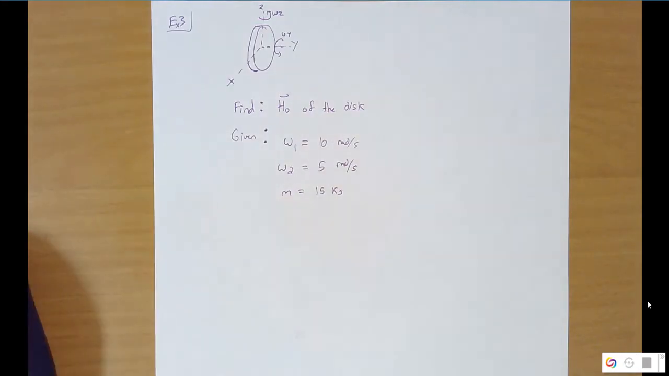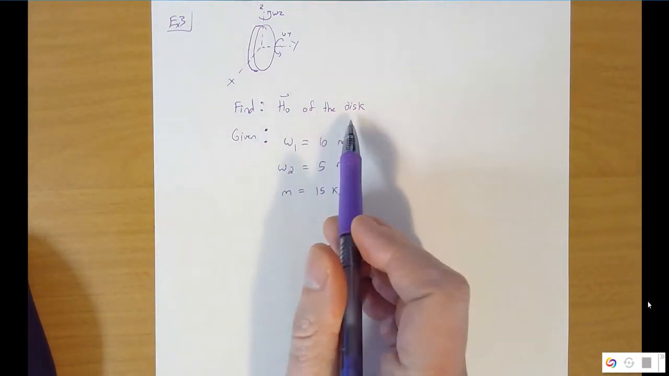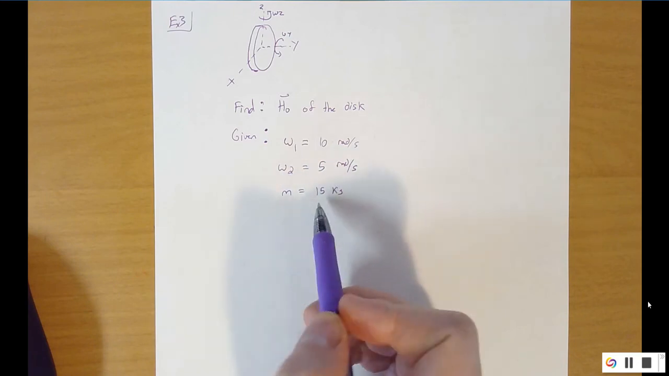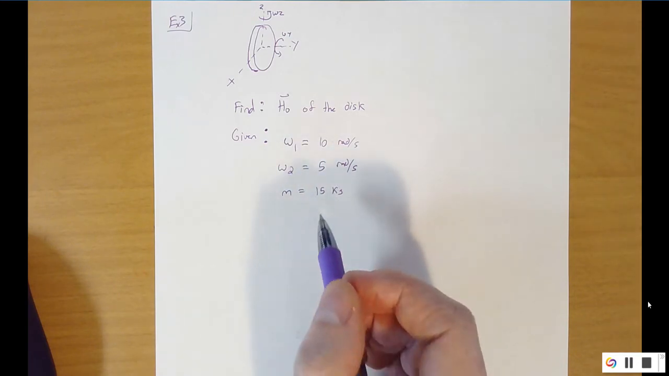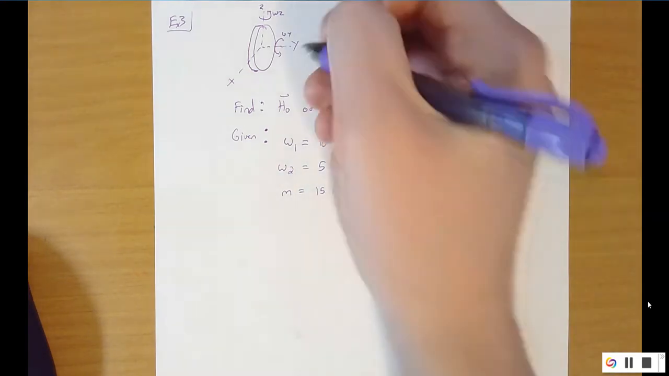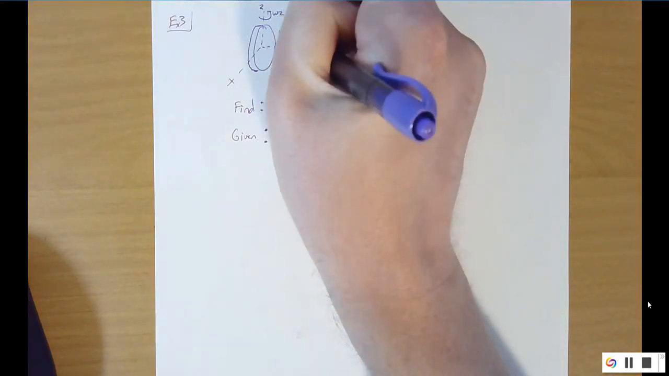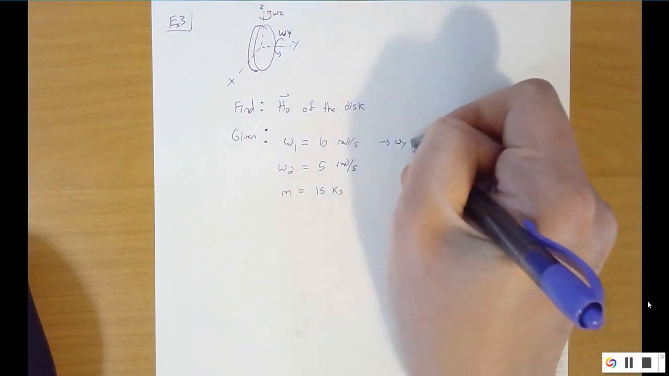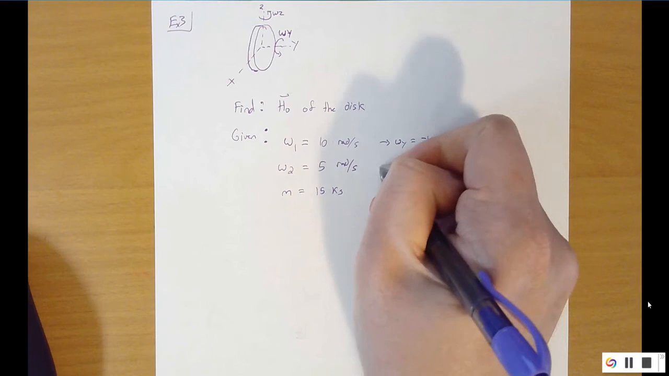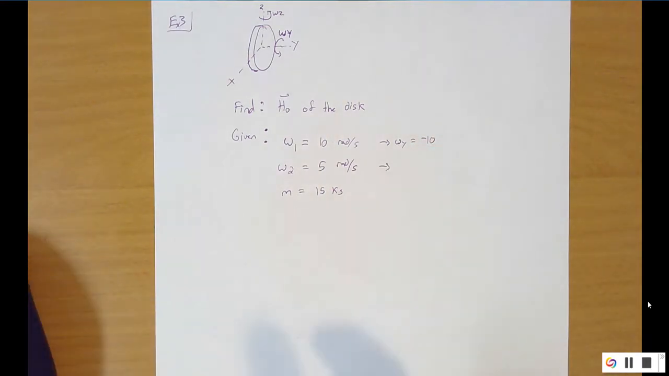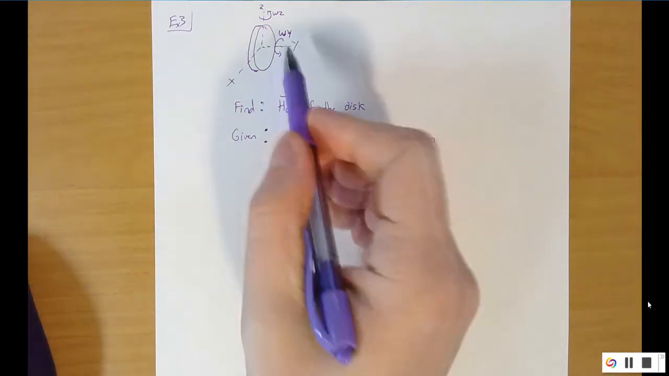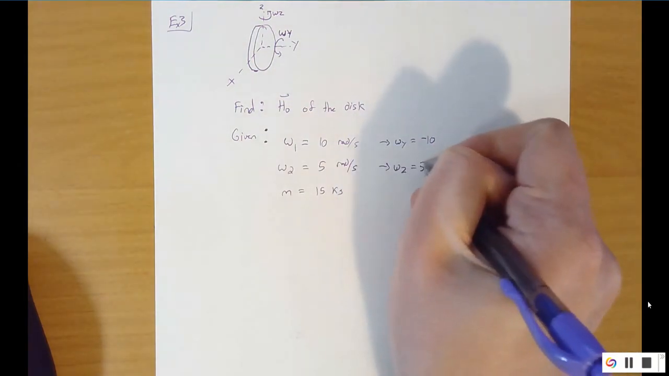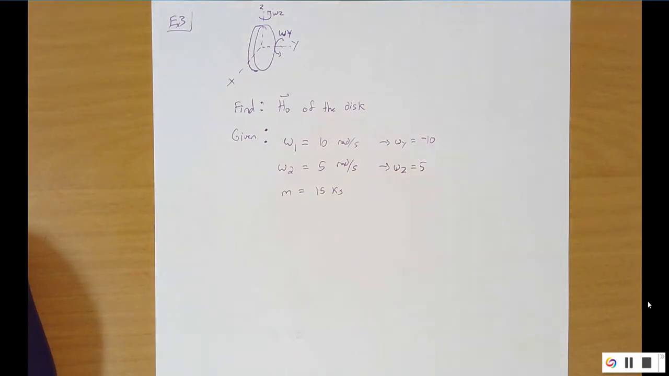All right, so we've been asked to find H0 of a disk. We've been given that omega 1 is 10 radians per second, omega 2 is 5, and the mass is 15. So omega 1 is about the y-axis, and it's actually in the opposite direction. So omega y is negative 10. And omega 2 is about the z-axis, and it is following the positive as it's defined. So I've drawn the coordinate systems they provided. So this means that our omega z is just 5. The mass of the disk is 15 kilograms.